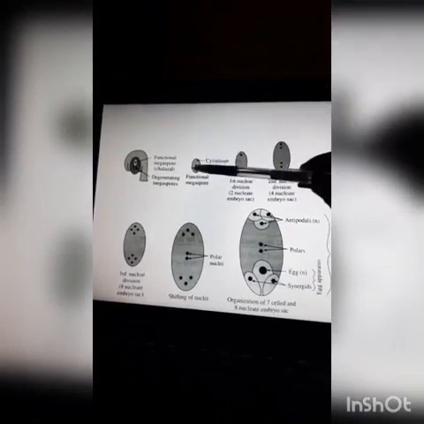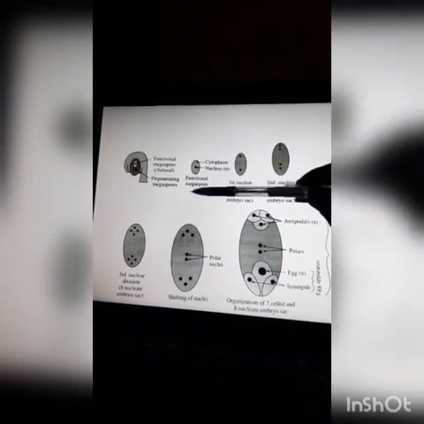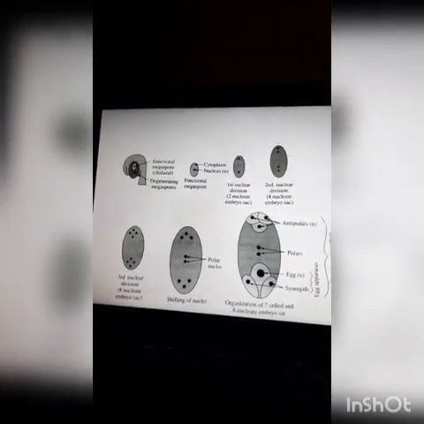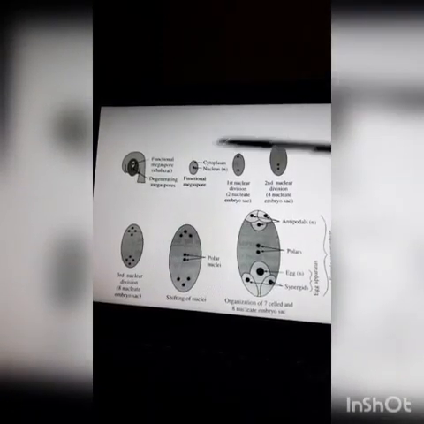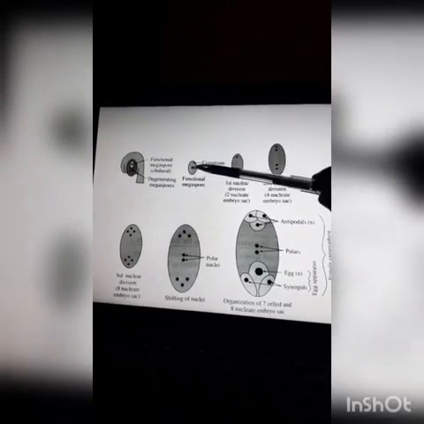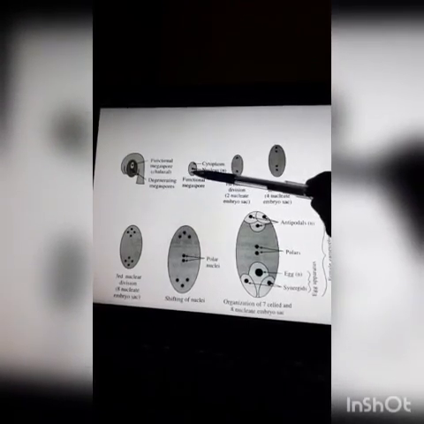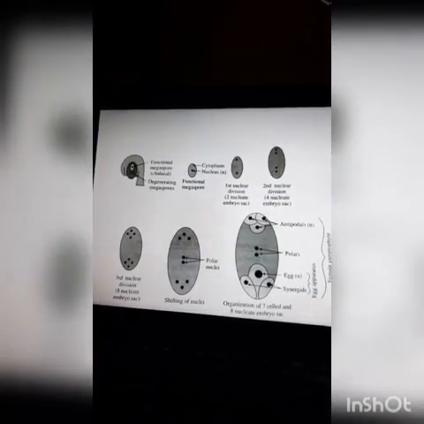During the development there were 4 megaspores in total, but 3 degenerated. Only one becomes functional. Clear? So now we have only a single functional megaspore. This functional megaspore undergoes mitotic division, equational division.